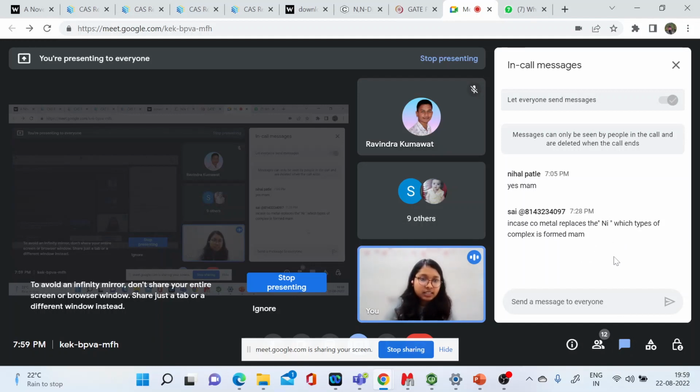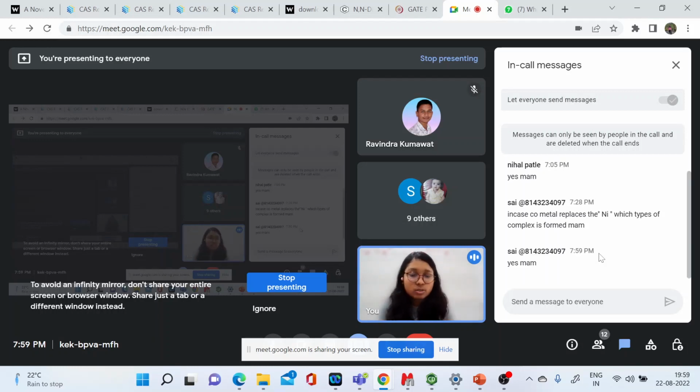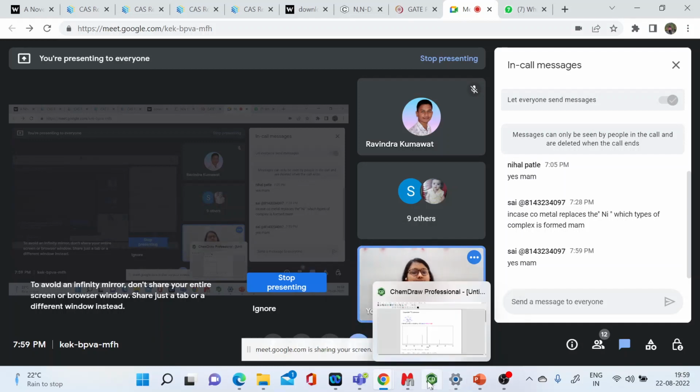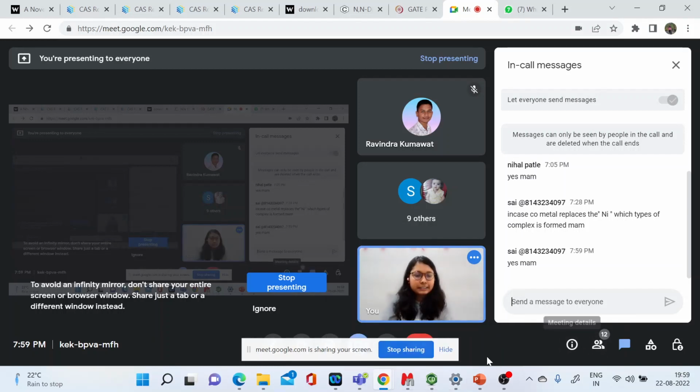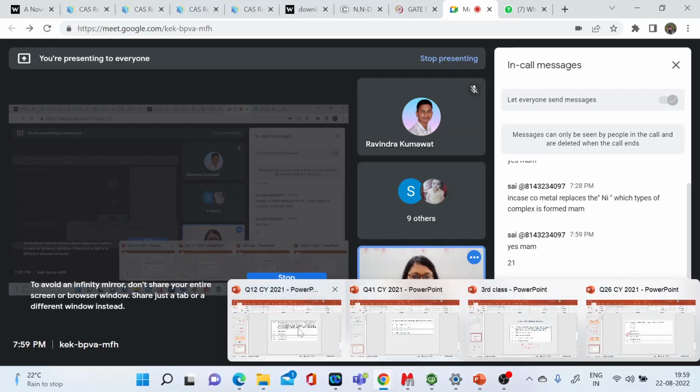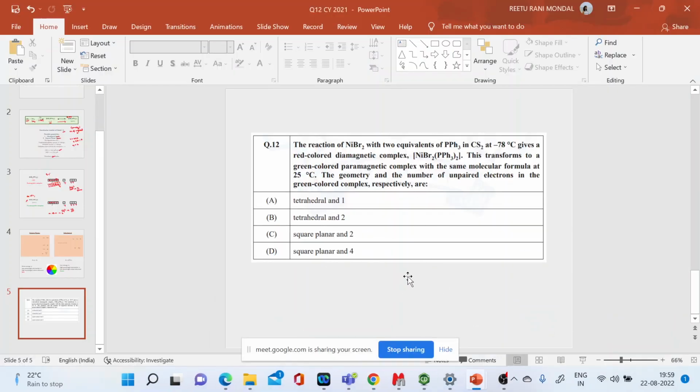Somebody asked, in case CO metal replaces the anion, which type of complex is formed, ma'am? This is for which question? Sai, are you there? Yeah, I think Sai is not there. Yeah, okay, you are there. So you were asking about which question? This one?